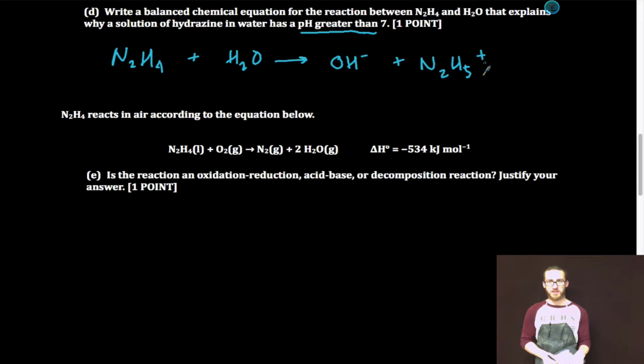N2H5 plus. Now, if you really want to knock the socks off your AP graders, is N2H4 going to be a weak base or a strong base? We know it's acting as a base because it's accepting a hydrogen ion, because it's forming hydroxide ion, but this is one of our weak bases, so it's probably best to write this as an equilibrium arrow.